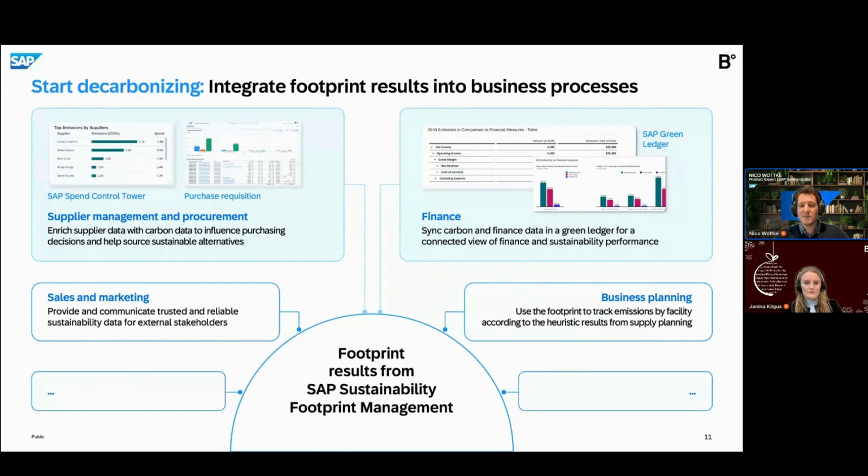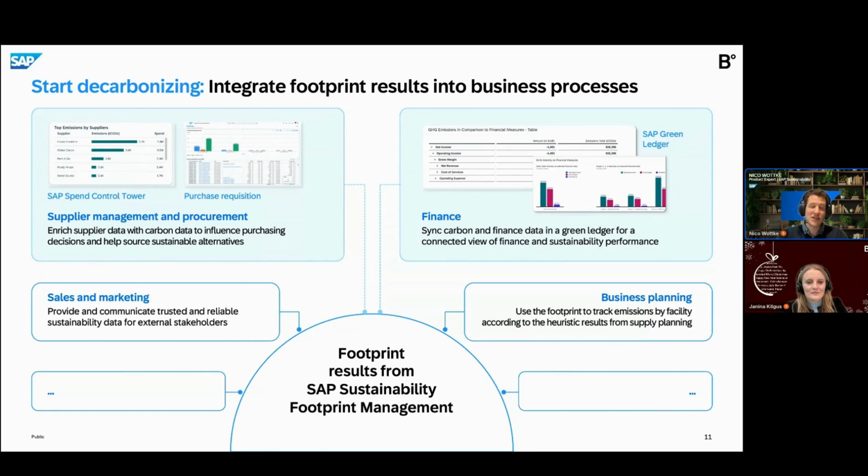Or in the finance space, with SAP Green Ledger we can sync carbon and finance data in this really green ledger so that you get a connected view of finance and sustainability performance. And by that, for example, you can also calculate your revenue and margin, always having sustainability criteria in mind. And there is more integration, like into sales and marketing or into business planning, to also use footprints, track emissions, and use this in your supply chain planning. So this was just a short overview of SAP Sustainability Footprint Management and its capabilities.